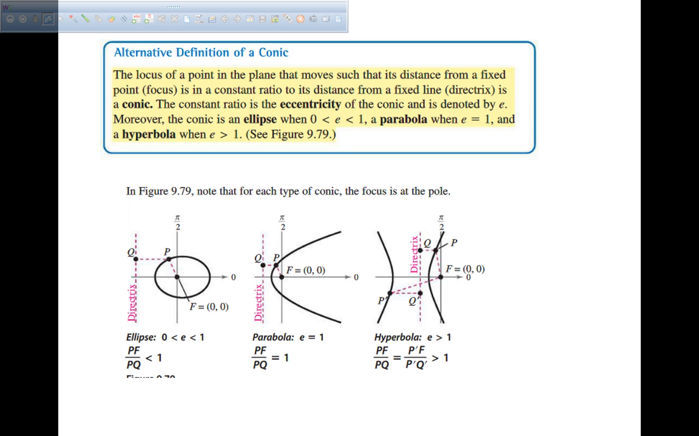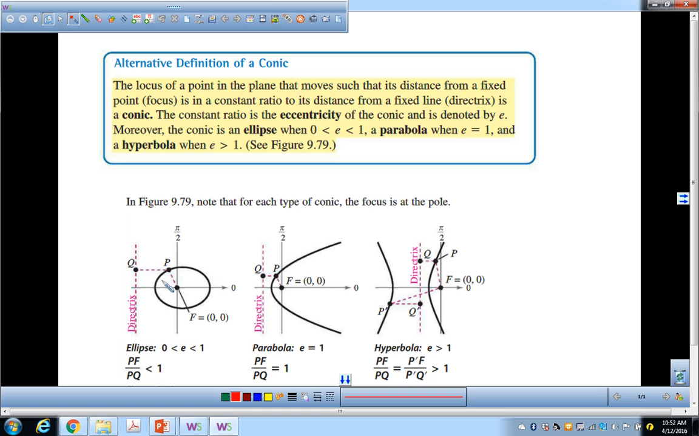So what this says is that you can define a conic by its eccentricity, okay? All of these polar equations of conics have a focus at the pole, okay? And the pole is always 0, 0. So there's 0, 0, there's 0, 0. There's always a focus at the pole when I define a conic with a polar equation.